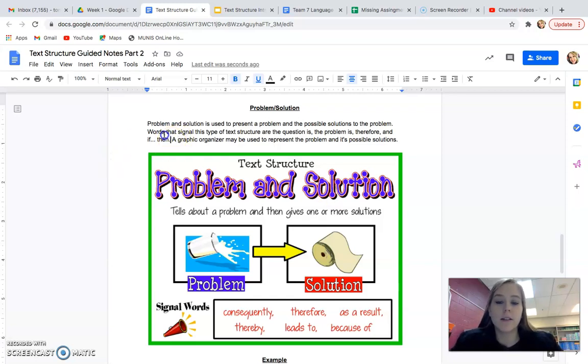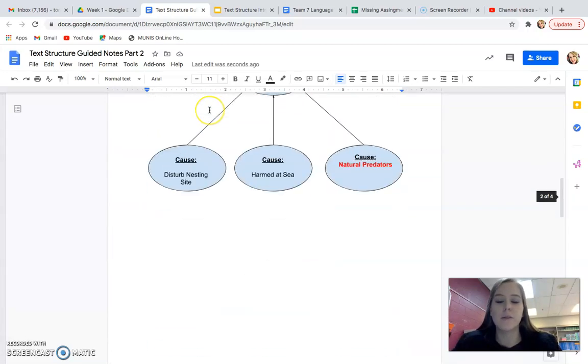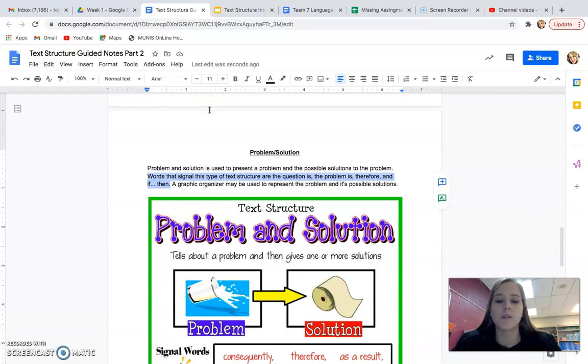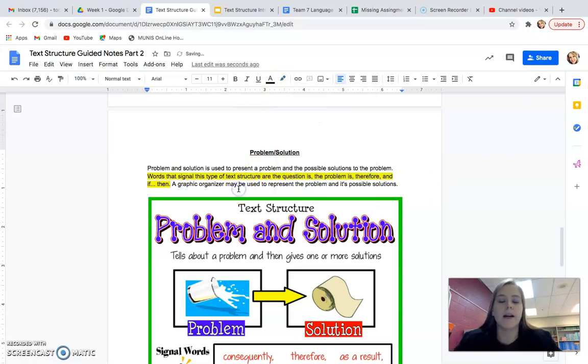Now, we talked about this yesterday. You have to be careful because different text structures have some of the same keywords. For example, with problem and solution, you could have if then, but that was also a keyword in our previous text structure of cause and effect. So just be careful when you're looking for those keywords. We are going to highlight the keywords, so I'm going to use my paintbrush up at the top, use my highlighting tool, so you need to make sure that you go to your notes and highlight that part now.